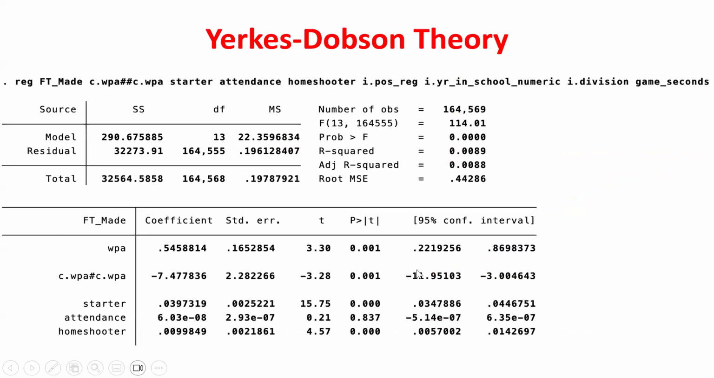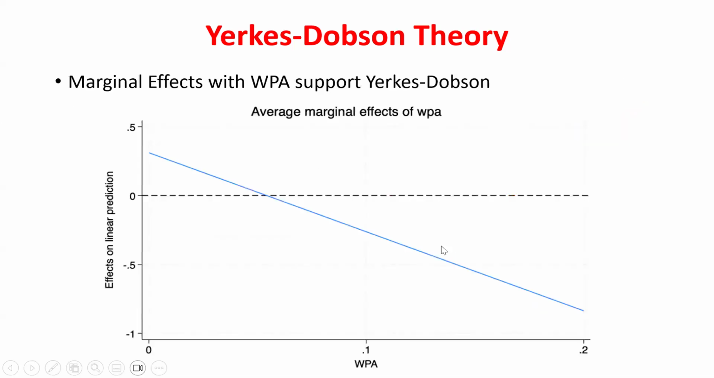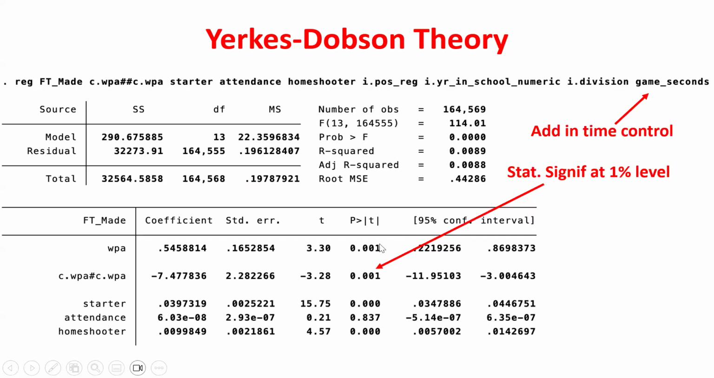So here were our original p-values. If I instead add in game seconds, which I didn't have in the previous regression, maybe this measure of pressure matters more at the end of the game, so I'm now controlling for that. Well, now what do I see? My squared term is no longer statistically insignificant, it's statistically significant at really high levels. So our squared term's coefficient can still suffer from omitted variable bias, okay?